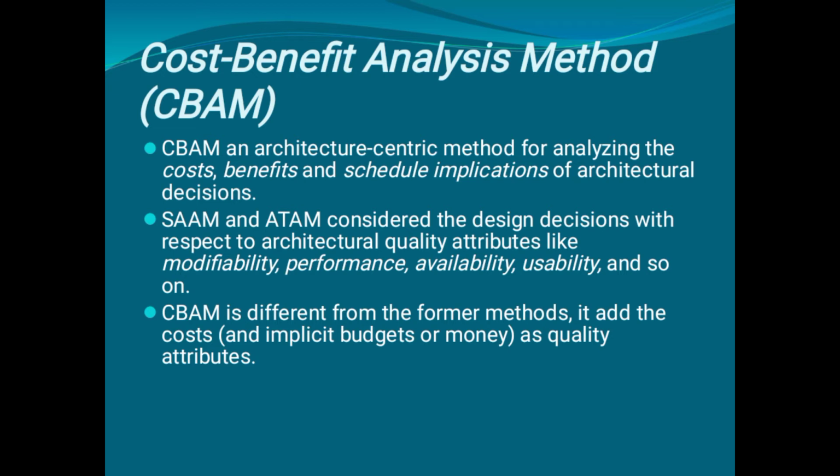CBAM, an architecture centric method for analyzing the costs, benefits, and schedule implications of architectural decisions. So, the center point of concentration of this method is analyzing the costs spent on the product and the benefits that we are getting and the schedule implications of architectural decisions. That is, this phase mainly focuses on the costs and the benefits we are getting. That is, what is the investment we are making and what is the benefit we are getting.